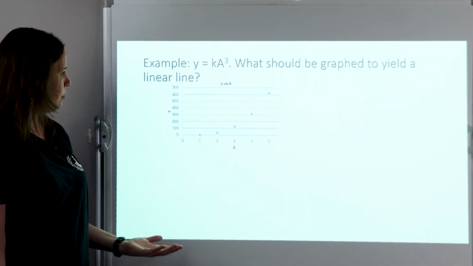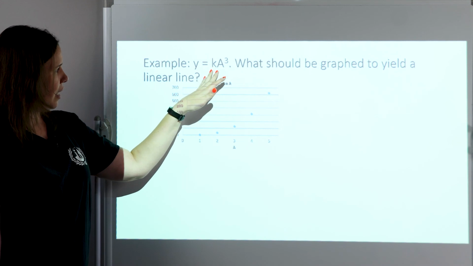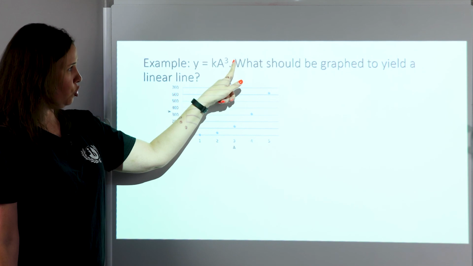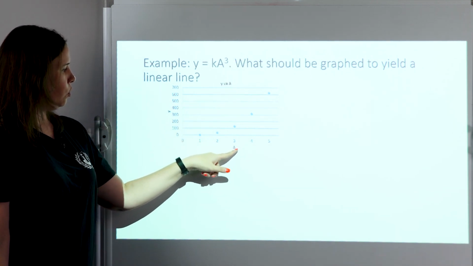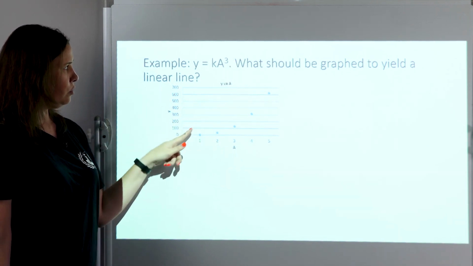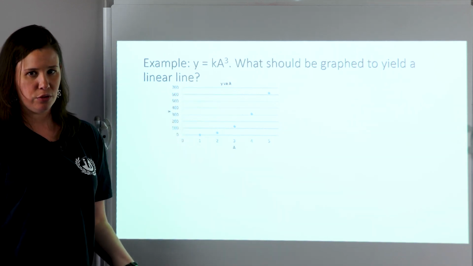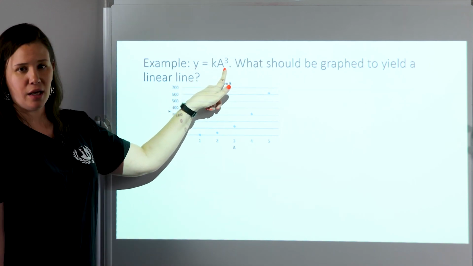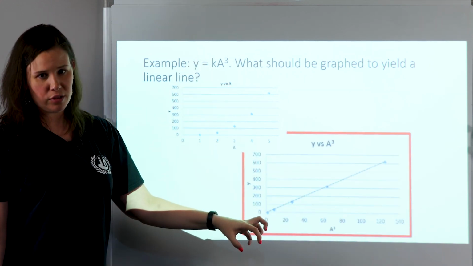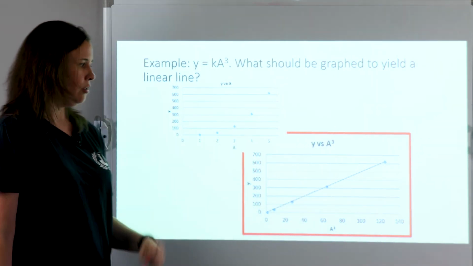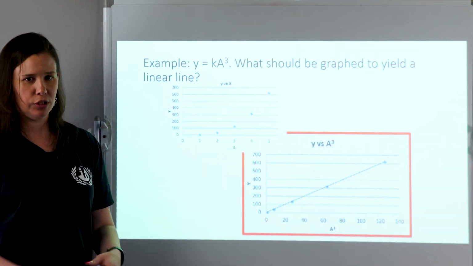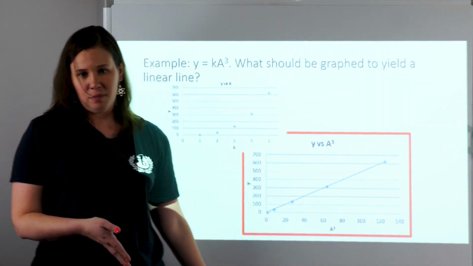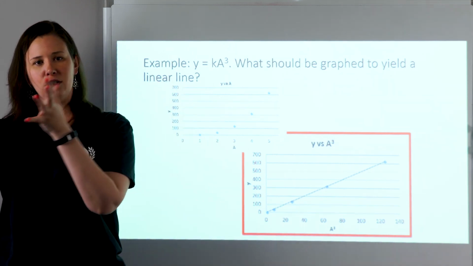So let's look at one other example here. Now I have y equals k a cubed. So if I just plotted y as a function of a, well, that's not linear because those aren't directly proportional out of the equation. What is directly proportional is y versus a cubed. So if I plotted y versus a cubed, then poof, I have my linear graph, my direct proportion, where the slope would be k.